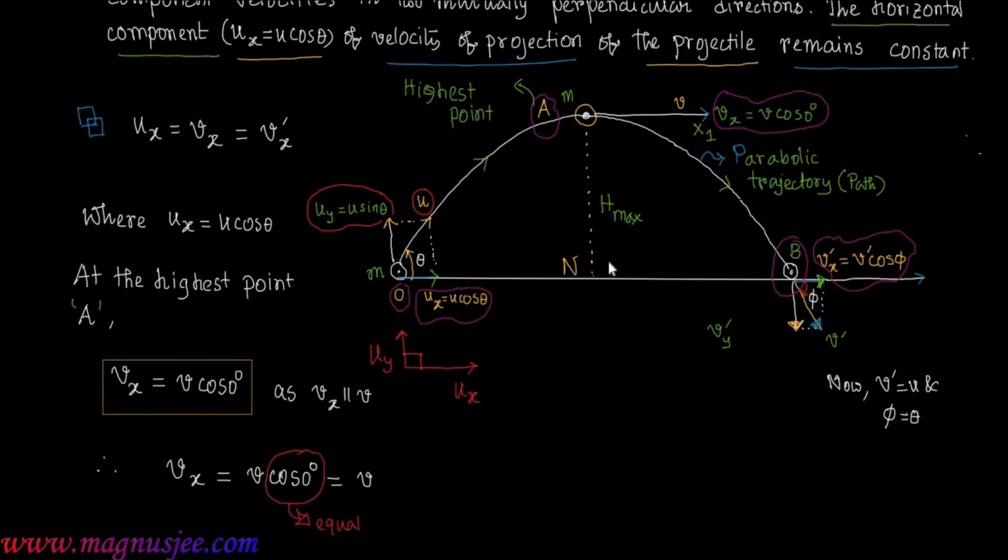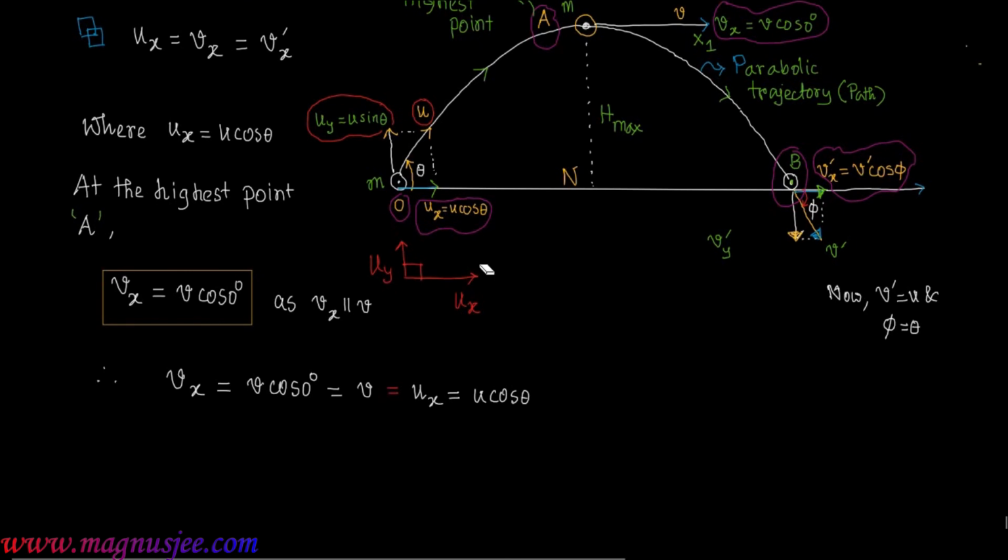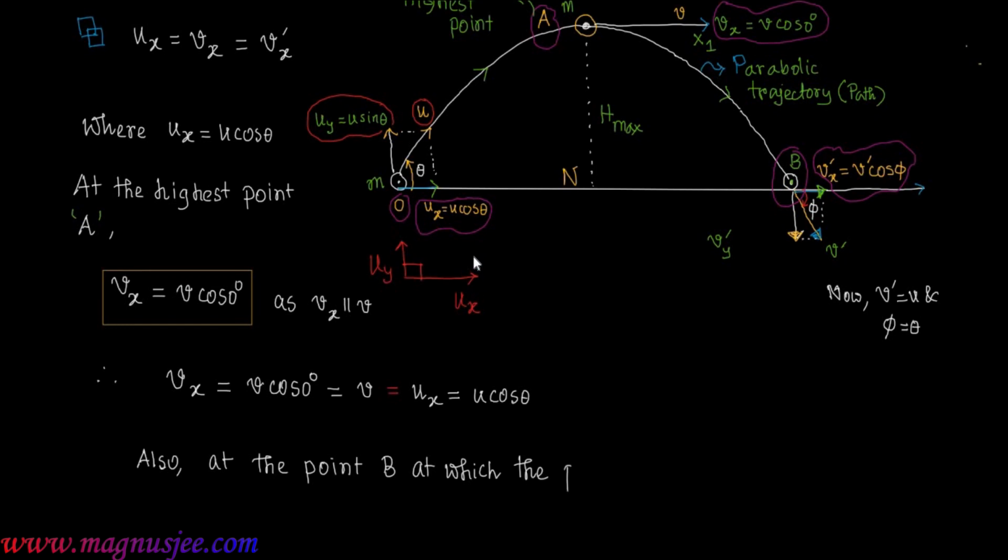Now cos 0 degree is equal to 1, that's why Vx is equal to V. That means the horizontal component of the velocity V will be equal to V, which is equal to Ux, which is equal to U cos theta. The horizontal component of velocity at the highest point A, which is Vx, will be equal to Ux. Also, at the point B, at which the projectile strikes the ground, the horizontal component of velocity is V prime x, which is equal to V prime cos phi, equal to Ux, which is equal to U cos theta.